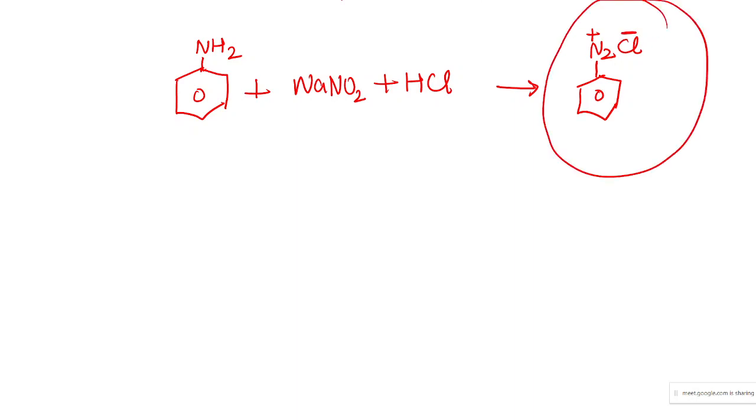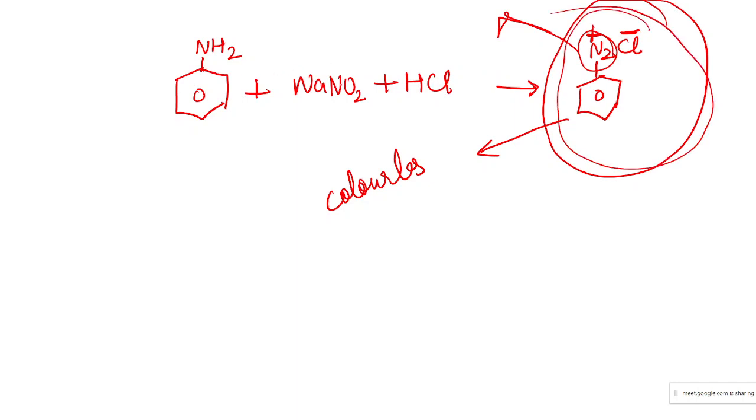This product is known as your diazonium salt. Diazonium salts are colorless. They are stable only at lower temperature, because when the temperature rises, the N2 will go out as gas. They are soluble in water. Why are they soluble in water? Because they have this type of charge separation in them, positive and negative. These compounds are normally used as precursors of many reactions. Precursor of many reactions means they are used for the synthesis of many organic compounds.